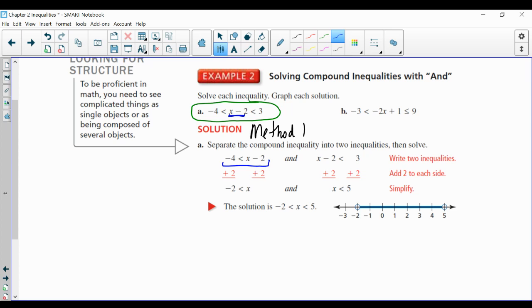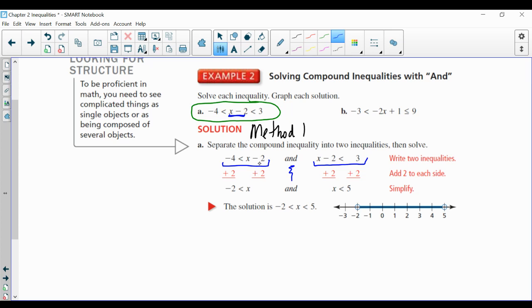In my second "and" inequality, they took that part they shared and applied it to the other inequality sign. So they said x minus 2 is less than 3. They just broke it apart into two separate inequalities and wrote the word "and" between them. So now you have two separate inequalities, and you're going to solve each one.